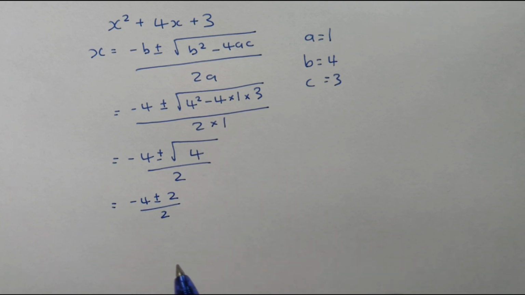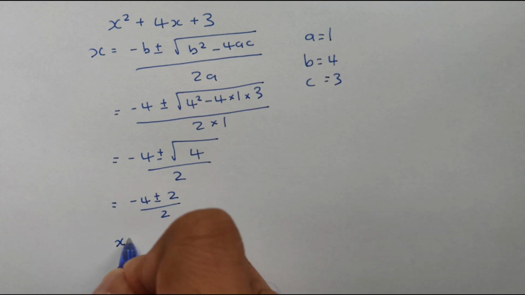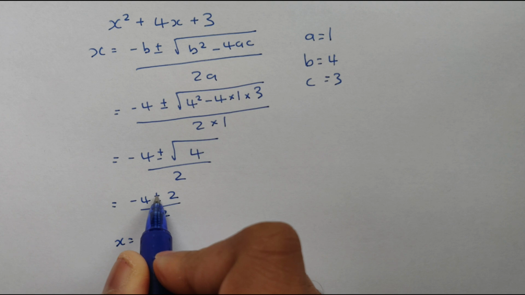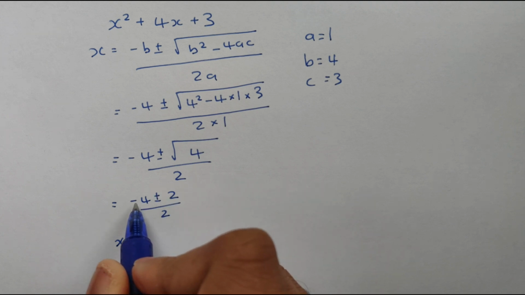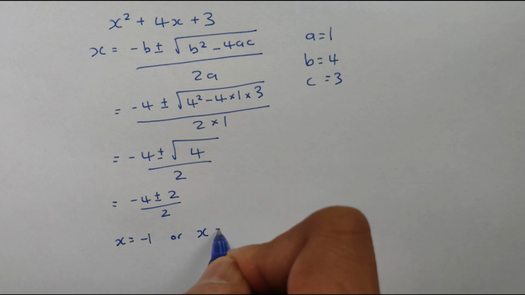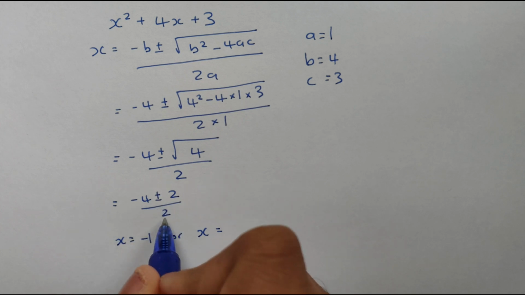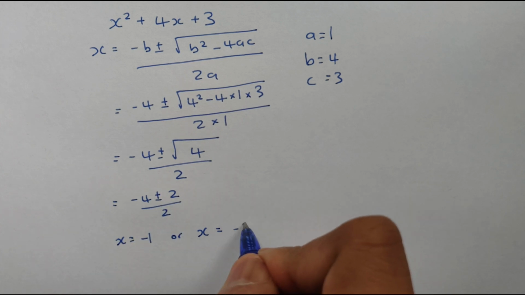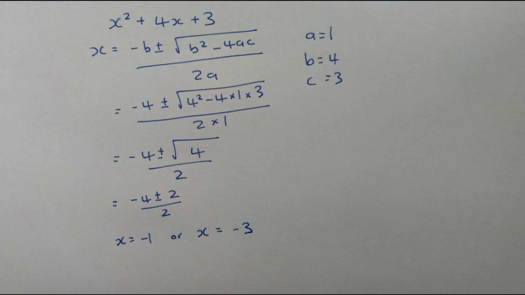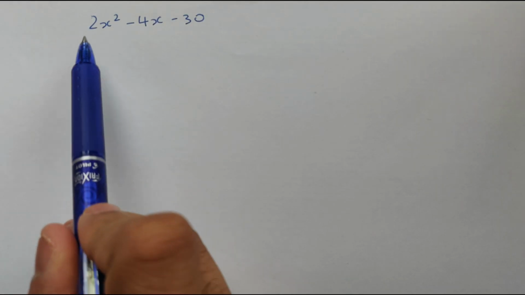Solving this, we get two values of x. So x can equal minus 4 plus 2 over 2, which is minus 2 over 2, which is minus 1, or x equals minus 4 minus 2, which is minus 6, over 2, which is minus 3. So we have two values of x from the quadratic formula, which is x equals negative 1 or x equals negative 3.